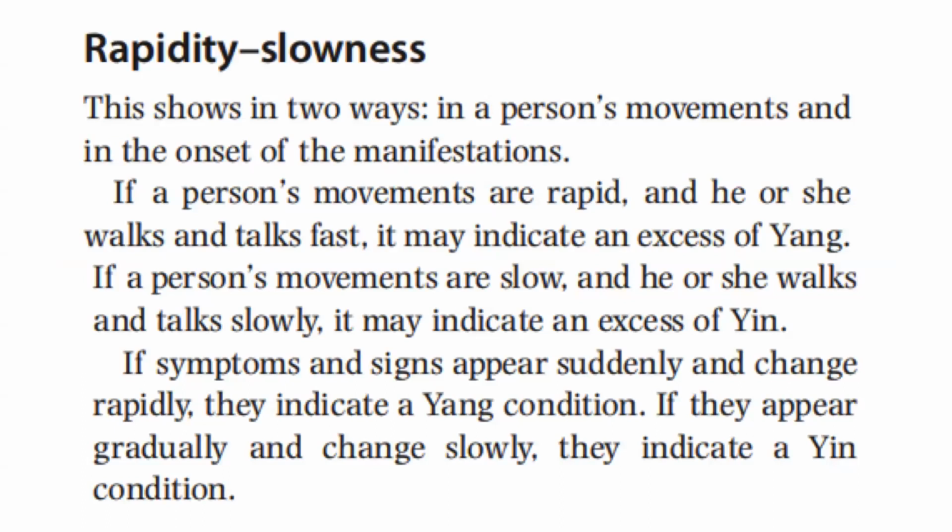Rapidity versus slowness. This shows in two ways: in a person's movements and in the onset of the manifestations. If a person's movements are rapid and he or she walks and talks fast, it may indicate an excess of Yang. If a person's movements are slow and he or she walks and talks slowly, it may indicate an excess of Yin. If symptoms and signs appear suddenly and change rapidly, they indicate a Yang condition. If they appear gradually and change slowly, they indicate a Yin condition.